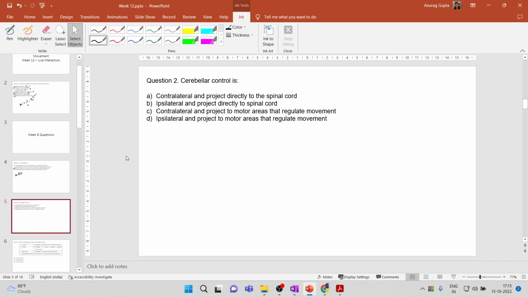Okay. The next question is: cerebellar control is contralateral and projects directly to the spinal cord, ipsilateral and projects directly to the spinal cord, contralateral and projects to motor areas that regulate movement, ipsilateral and projects to motor areas that regulate movement. So again, you can take 30 seconds to try and answer this question, and then I'll discuss the MCQ.